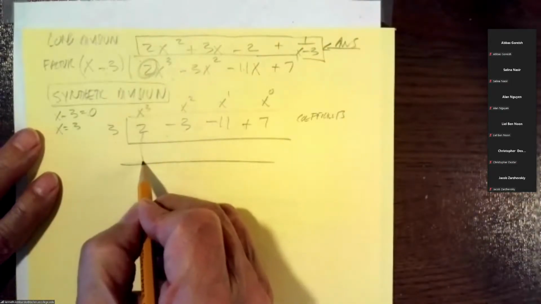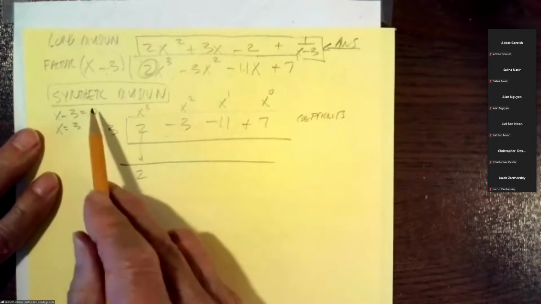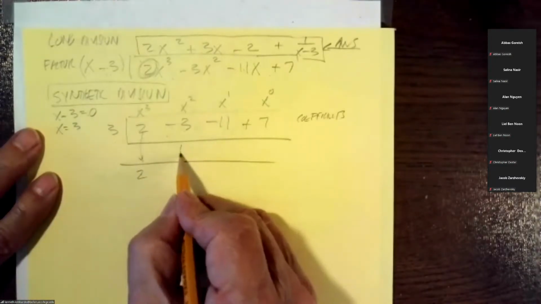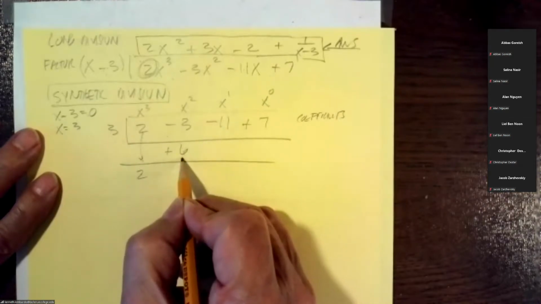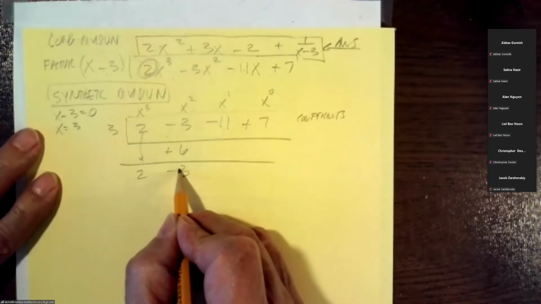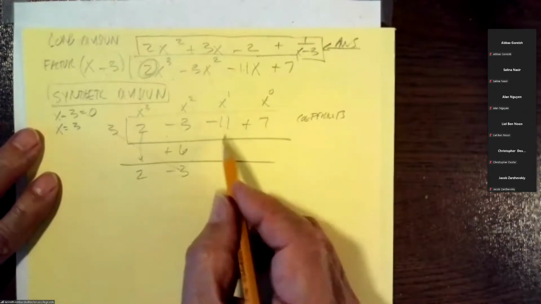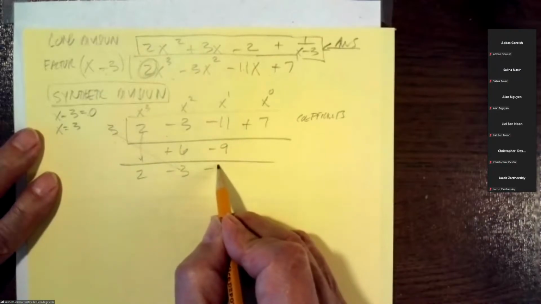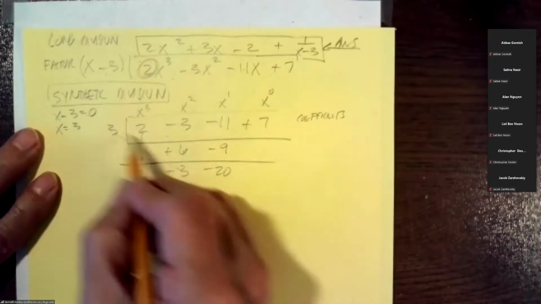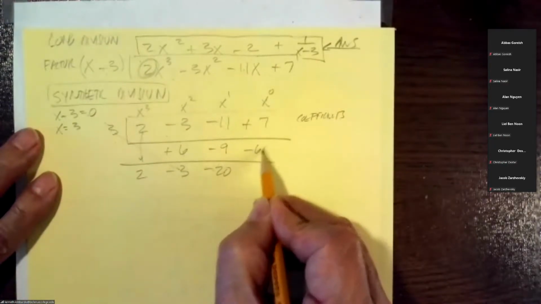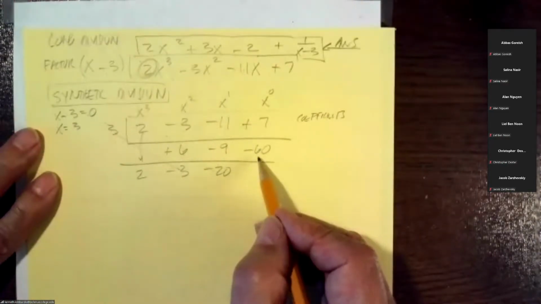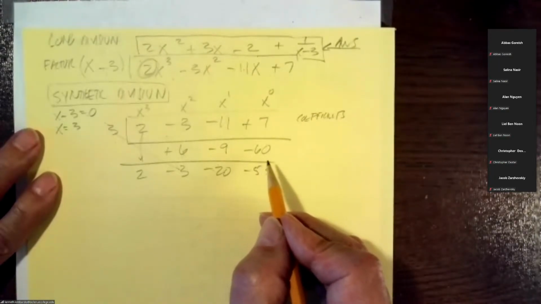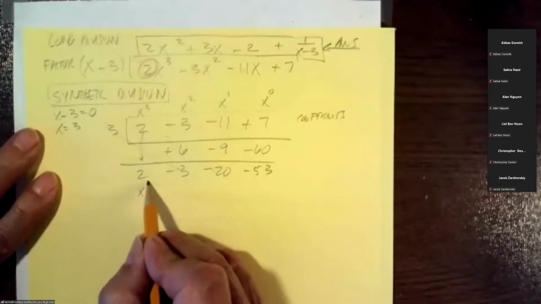I bring down this 2. Now these are just the mechanics of how synthetic division works. And then 2 times 3 is 6, and we combine these and we get -3. We multiply here and we get -9, and we combine these and we get -20. Multiply here, we get -60, and combine these and we get -53. And these would be x squared.